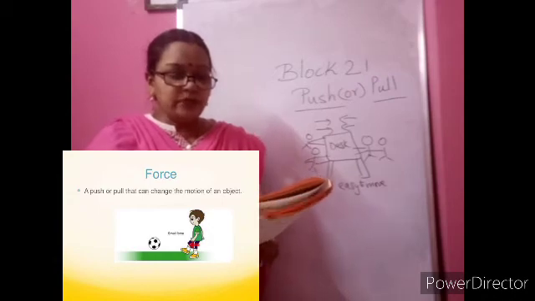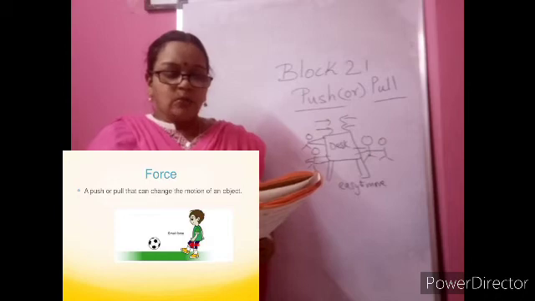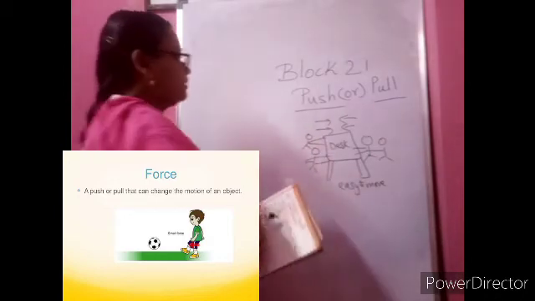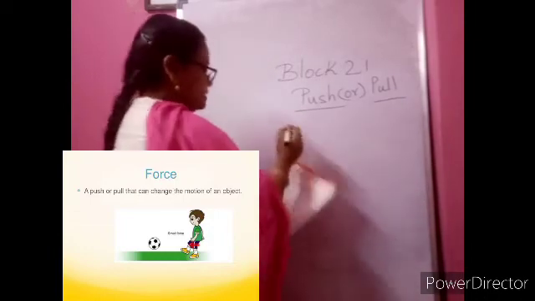What action is being shown in the picture? He is pushing, hitting, kicking. What is the effect? It moves the ball and increases the speed of the ball. So in the second picture you see, children, the ball. So he is pushing or pulling, children.